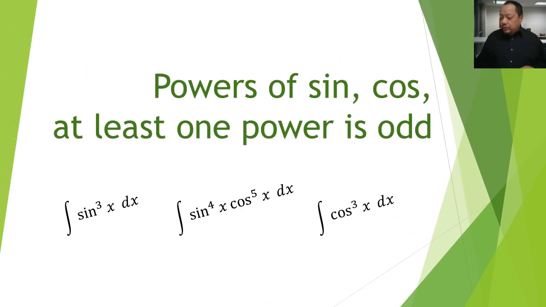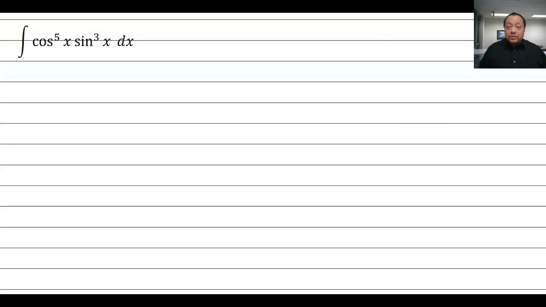Let's now go into the first type of integral, and that is the product of powers of sine x and cosine x, where at least one of the powers is odd. Let's do this integral. Integral of cosine to the fifth sine cubed x dx.